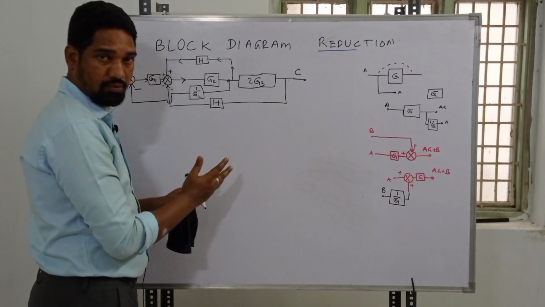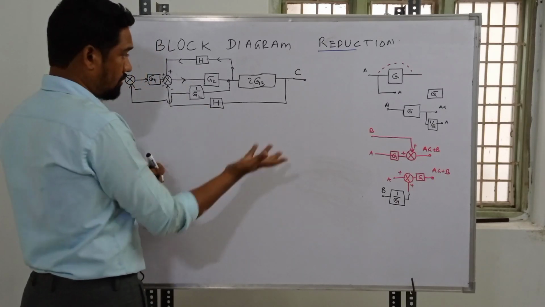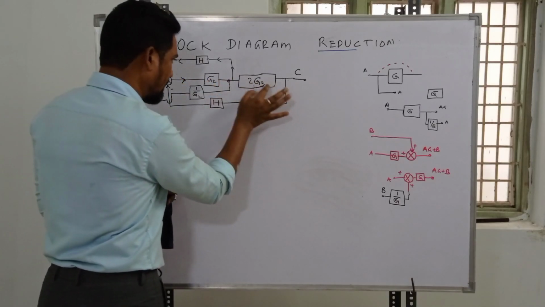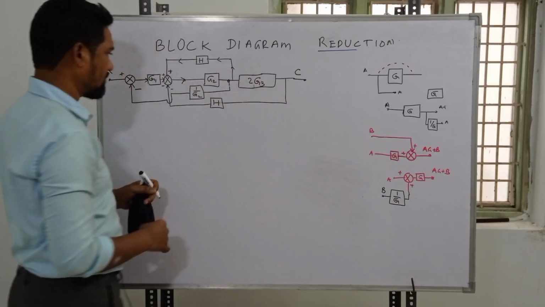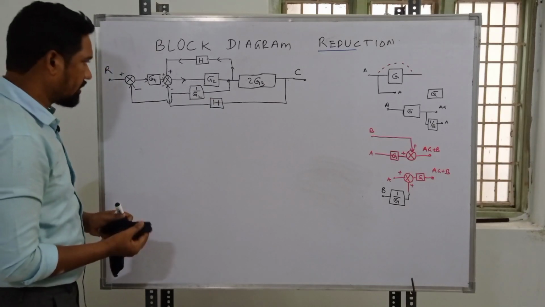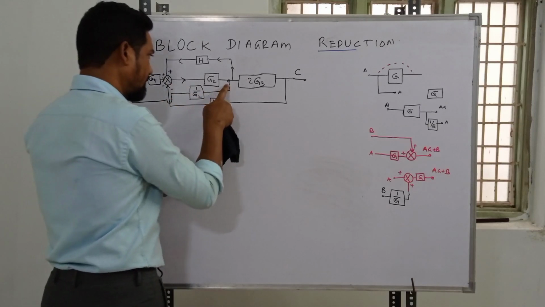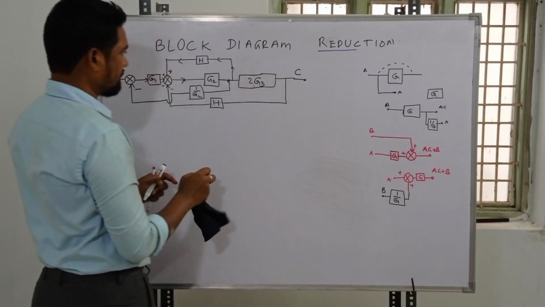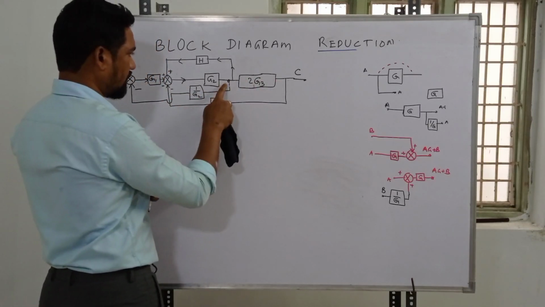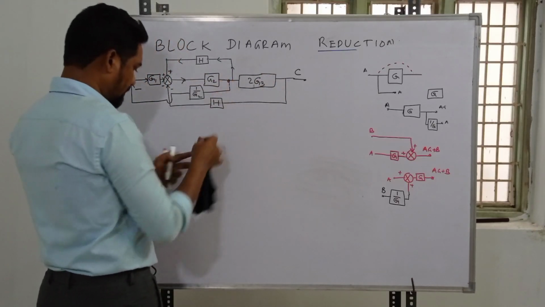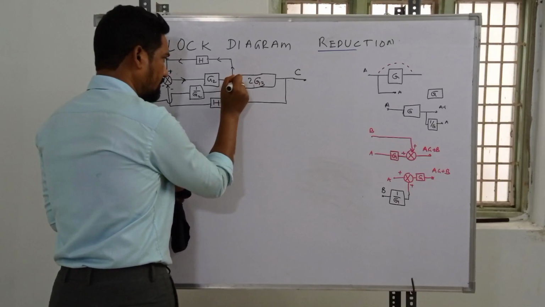Is there only one unique procedure? No, the transfer function is unique, but procedure wise you can simplify this, or else after shifting this to that we can cascade this, and then the simplification can be done. Okay, let me leave this away and let me shift this takeoff point to that side, even this takeoff point to that side.